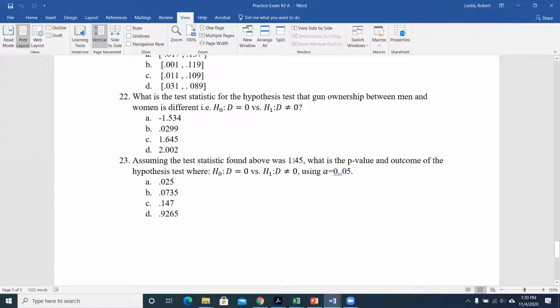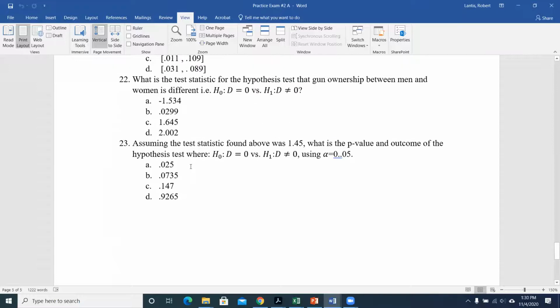I'm giving you these assumed true values for completely unrelated reasons to whatever the actual true value is. In fact, sometimes it's going to be wildly different because the test statistic wasn't very interesting, so I wanted to make it a more interesting or difficult problem, or vice versa. So don't read into these assumed true values at all. Assume that you found this test statistic of 1.45. What would the p-value and the outcome of the hypothesis test be?